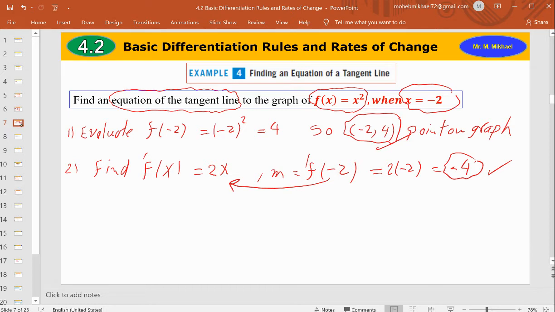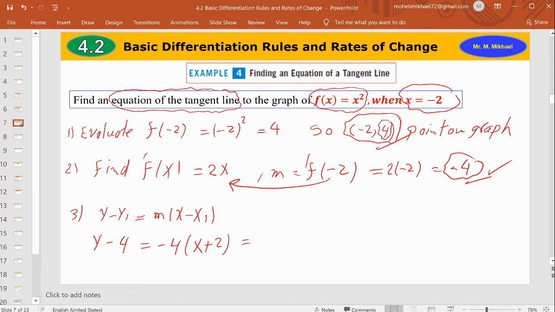So step number 3, let me use the point-slope formula. y minus y1 equals the slope times x minus x1. I have all necessary information to write the equation of the tangent line. The y coordinate of the point is right there, it's 4. y minus 4 is equal to the slope -4 times x minus the x coordinate, which is -2. x minus -2 turns out to be x plus 2.